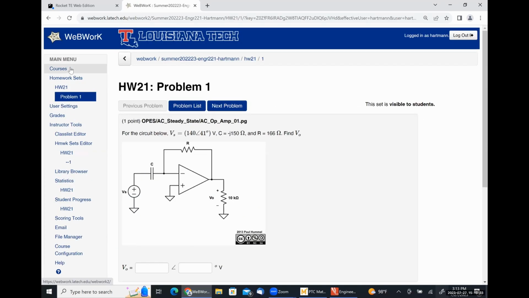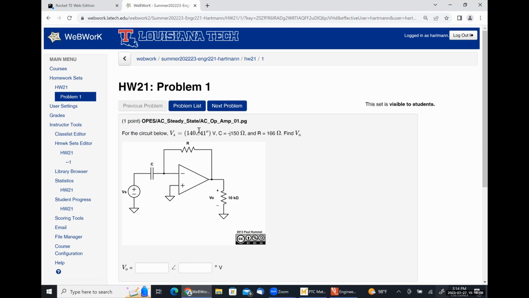Homework 21, we have an op-amp problem. Personally, I would view this as an inverting amplifier, which has a voltage gain of negative the impedance of the resistor divided by the impedance of the capacitor. So we're just treating this capacitor as if it were R1 in the circuits that we had already seen. We find the voltage gain, multiply it by the source voltage, and that gives us our output voltage.